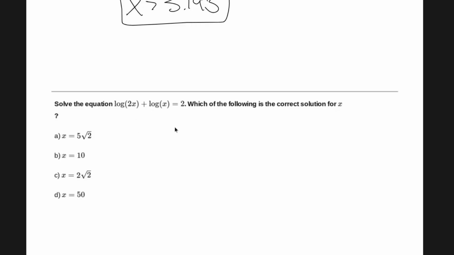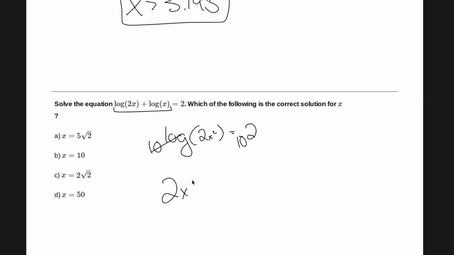Solve the equation log of 2x plus log of x equals 2. So that's going to be add these guys, which means multiply the insides, log base 10 of 2x squared equals 2. Can't pull out the 2 because it's not connected to the 2. So what we could do is base 10 both sides, cross you out. That gets me 2x squared equals a hundo.